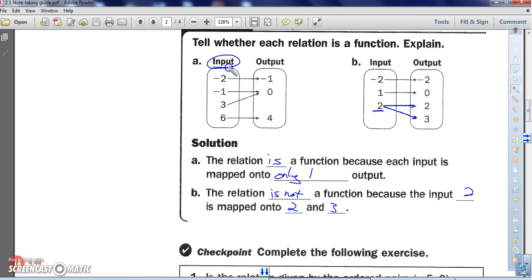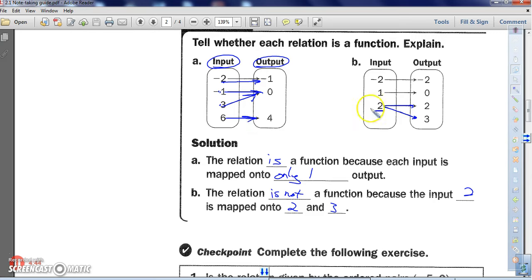Now, an easy way to do this with a mapping diagram is to think of the input over here as being an archer and the output being the target. So this guy shoots only one arrow. This guy shoots only one arrow. This guy shoots only one arrow. Now, these two are shooting at the same target, but that's fine. And this guy is only shooting one arrow.